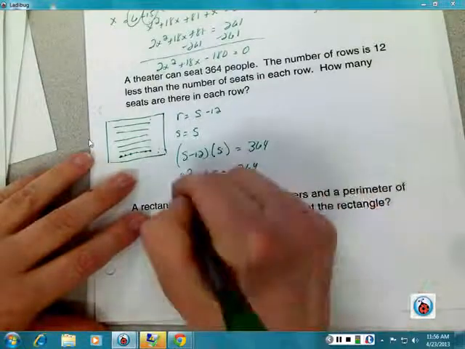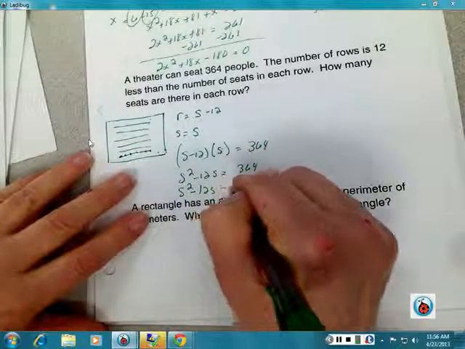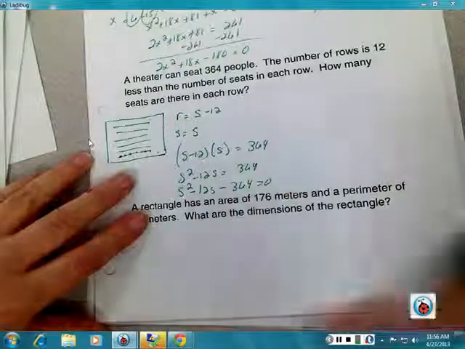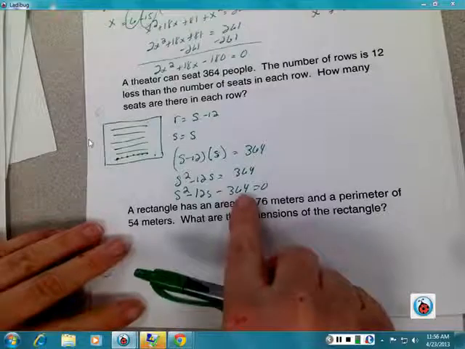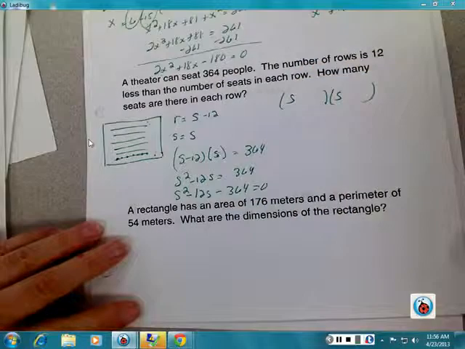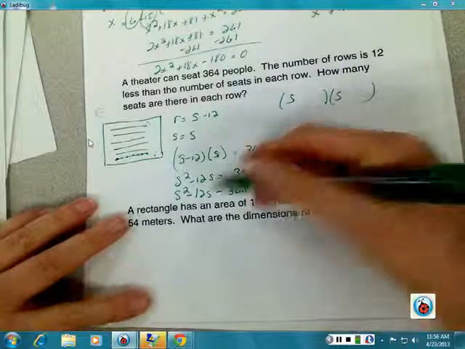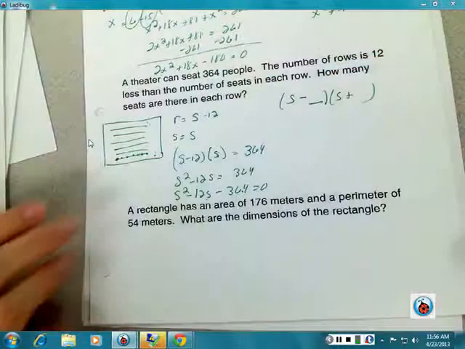Move my 364 over, so I have S squared minus 12S minus 364 is equal to 0. Now I have to work out what factors of this will give me that, because I have S and S. I know I'm going to have a negative and a positive, but the negative piece needs to be bigger.